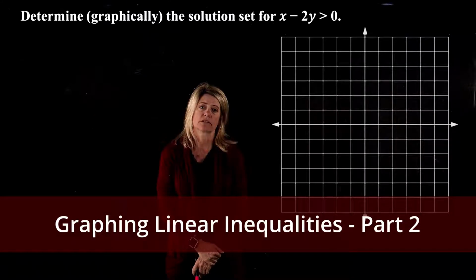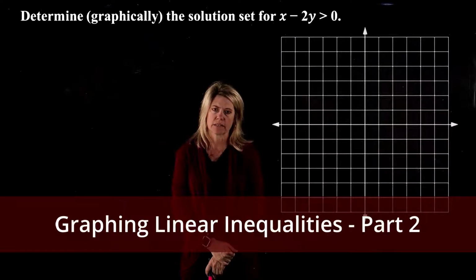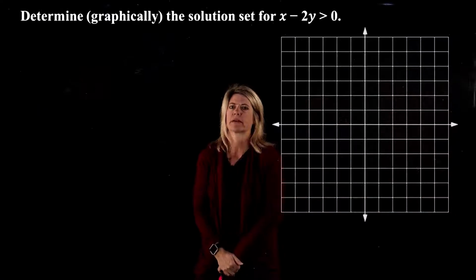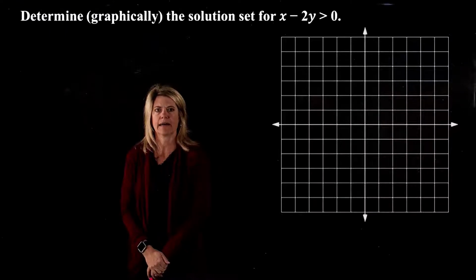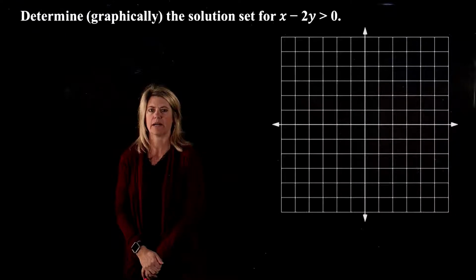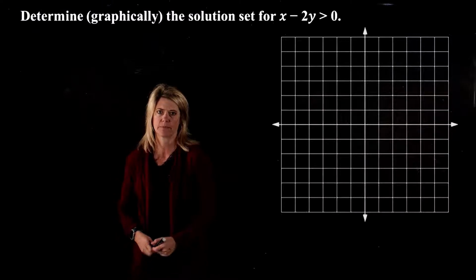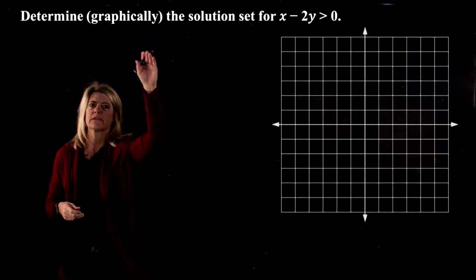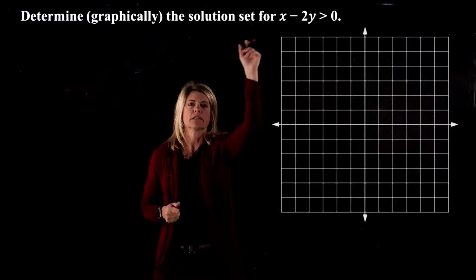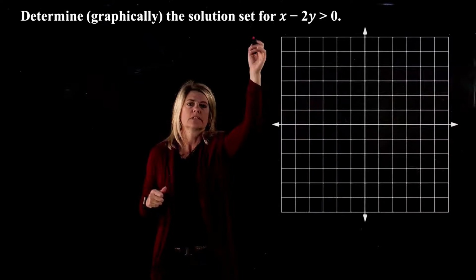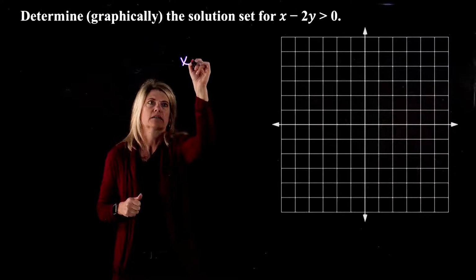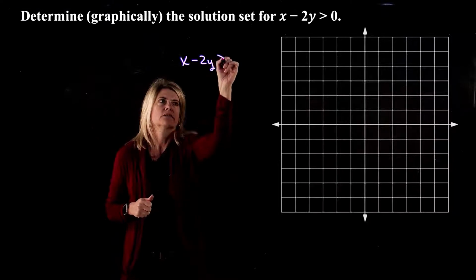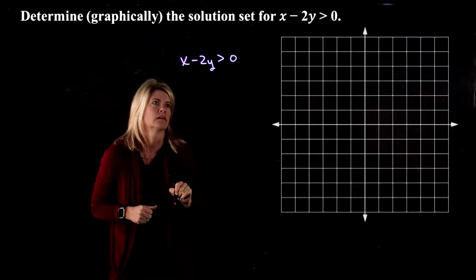Now we're going to practice graphing some inequalities. So let's look at this problem. We want to determine graphically the solution set for x minus 2y is strictly greater than 0. Remember, when we're dealing with these types of inequalities, we can treat them just as if it were an equation. So let me rewrite this here: x minus 2y is greater than 0.